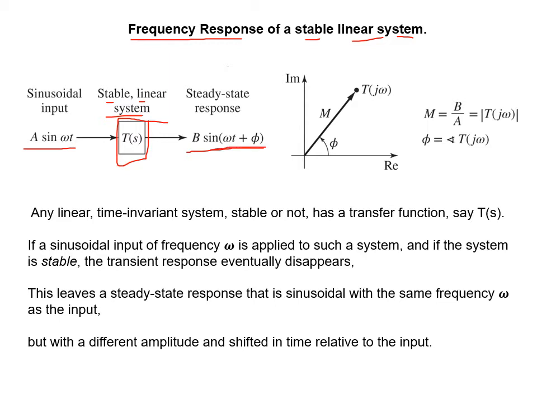Now we can graph this on our real and imaginary axis over here. Our real axis is going to be our X, our horizontal axis, and our imaginary is our Y, or our vertical axis here. Our vector here is going to have the magnitude of M, and it's going to have an angle of theta down here, where M is equal to B over A, which is also equal to the magnitude of T of j omega, and theta is equal to the angle of T of j omega right there.